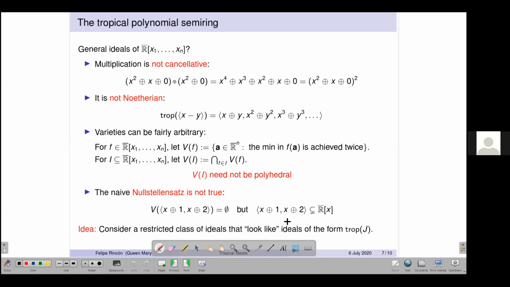Is the tropicalization of the ideal generated by x minus y finitely generated if the valuation is non-trivial? Good question. No, this doesn't have to do with the valuation. The valuation would just change some of the coefficients that you see here, but this is always infinitely generated. It's not a problem of the valuation.